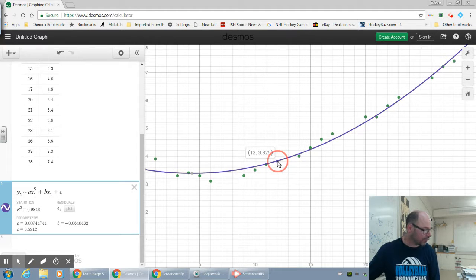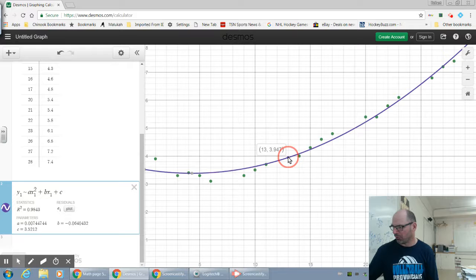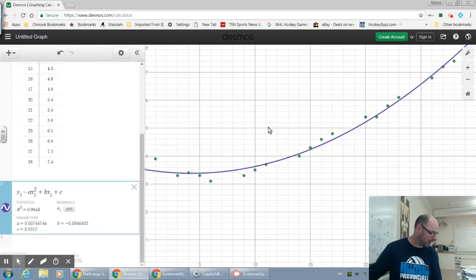You could also do 13, which is missing as well. Just move it up a little more until you get to 13. So 13 would be about 3.947, or about 3.9. If you printed this out, you could do that by interpolating, drawing a line down here, and then one that goes straight across, not following the curve, but going up to that point where it intersects. So that's how you interpolate.